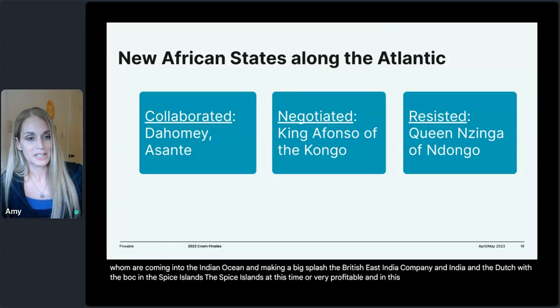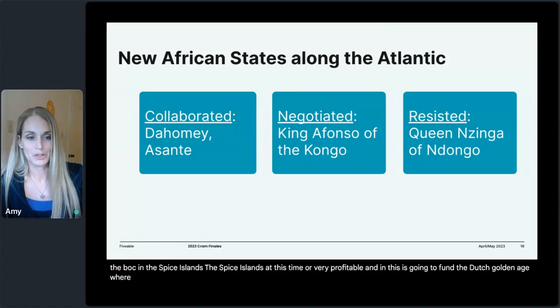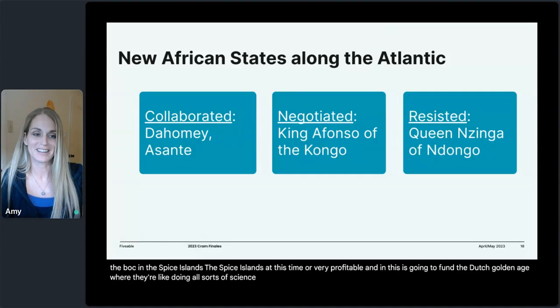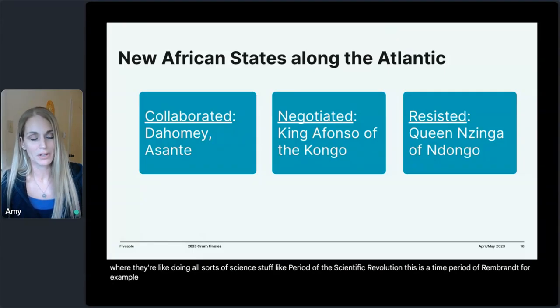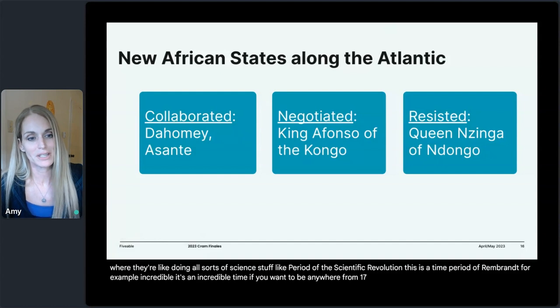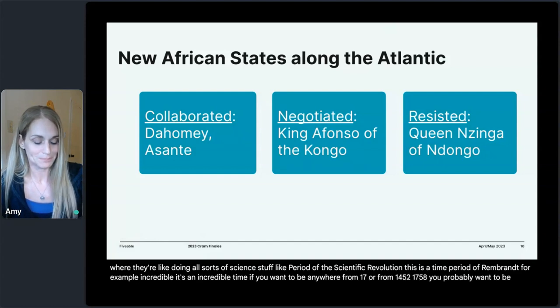And this is going to fund the Dutch Golden Age, where they're doing all sorts of science stuff, and also art. So this is a time period of the scientific revolution. This is a time period of Rembrandt, for example. Incredible. It's an incredible time. If you want to be anywhere from 1450 to 1750, you probably want to be in the Netherlands.